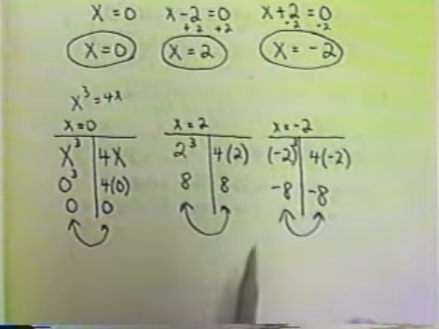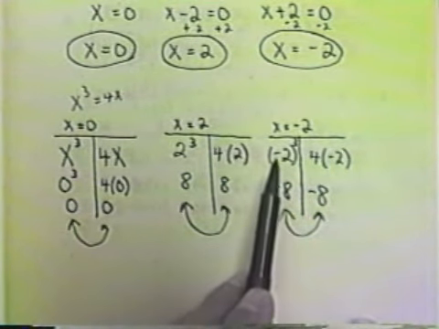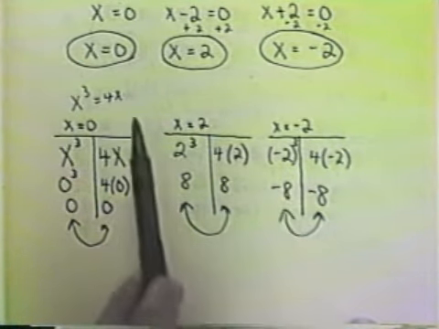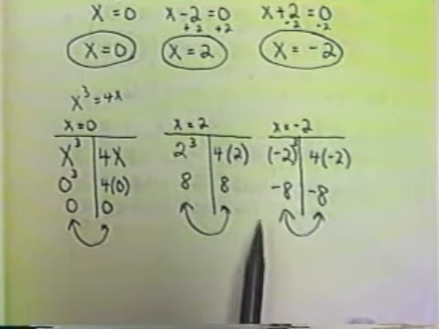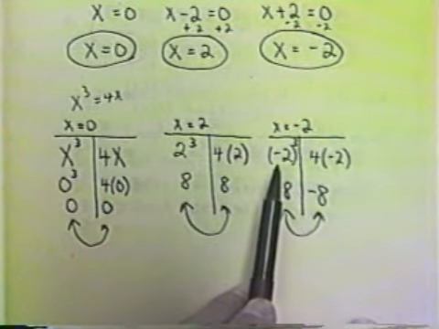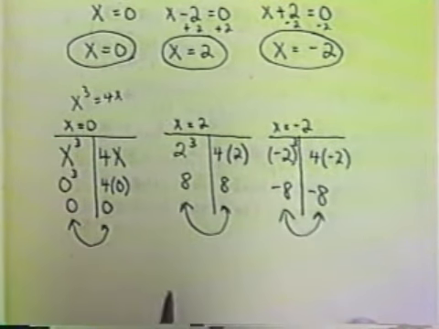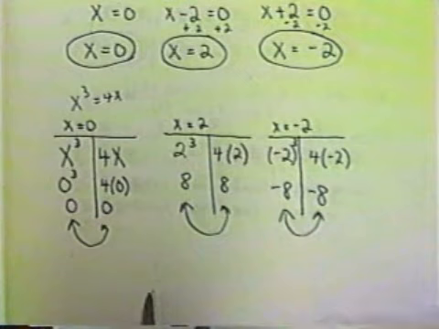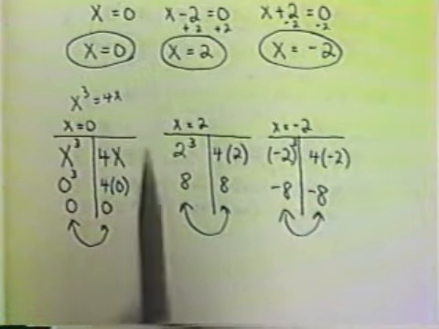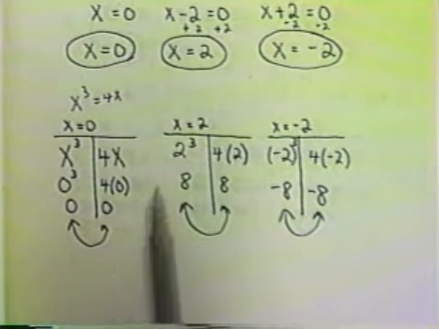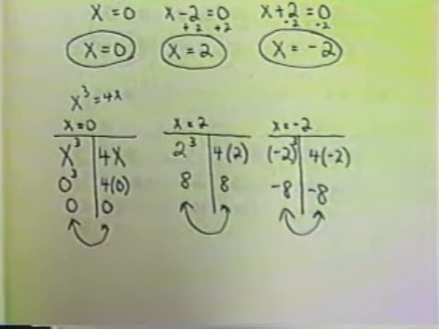Again, 2 checks. Now for negative 2, I replace x by negative 2, so I have negative 2 cubed on the left, and I have 4 times negative 2 on the right. Negative 2 cubed is negative 2 times negative 2 times negative 2, which is negative 8. 4 times negative 2 is negative 8. So you can see that all three answers do indeed check. So the solutions are x is 0, x is 2, x is negative 2.